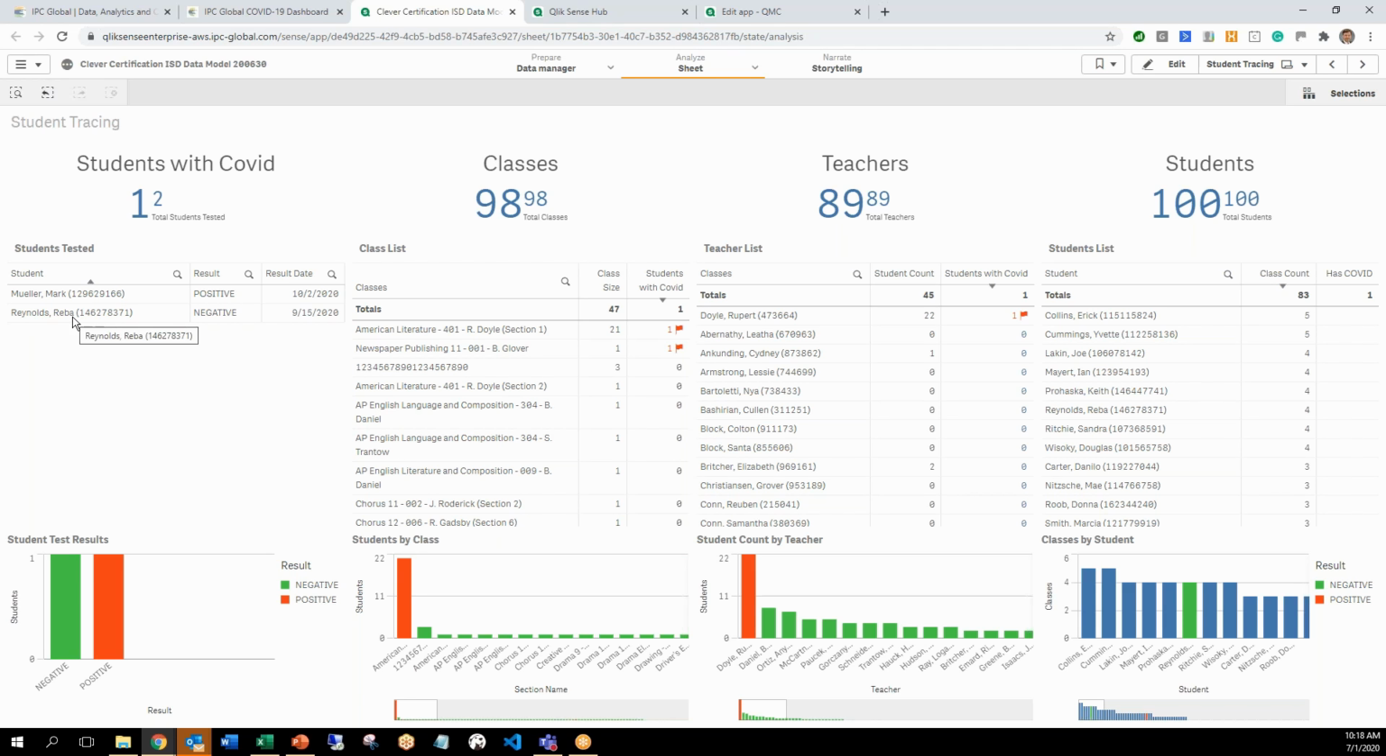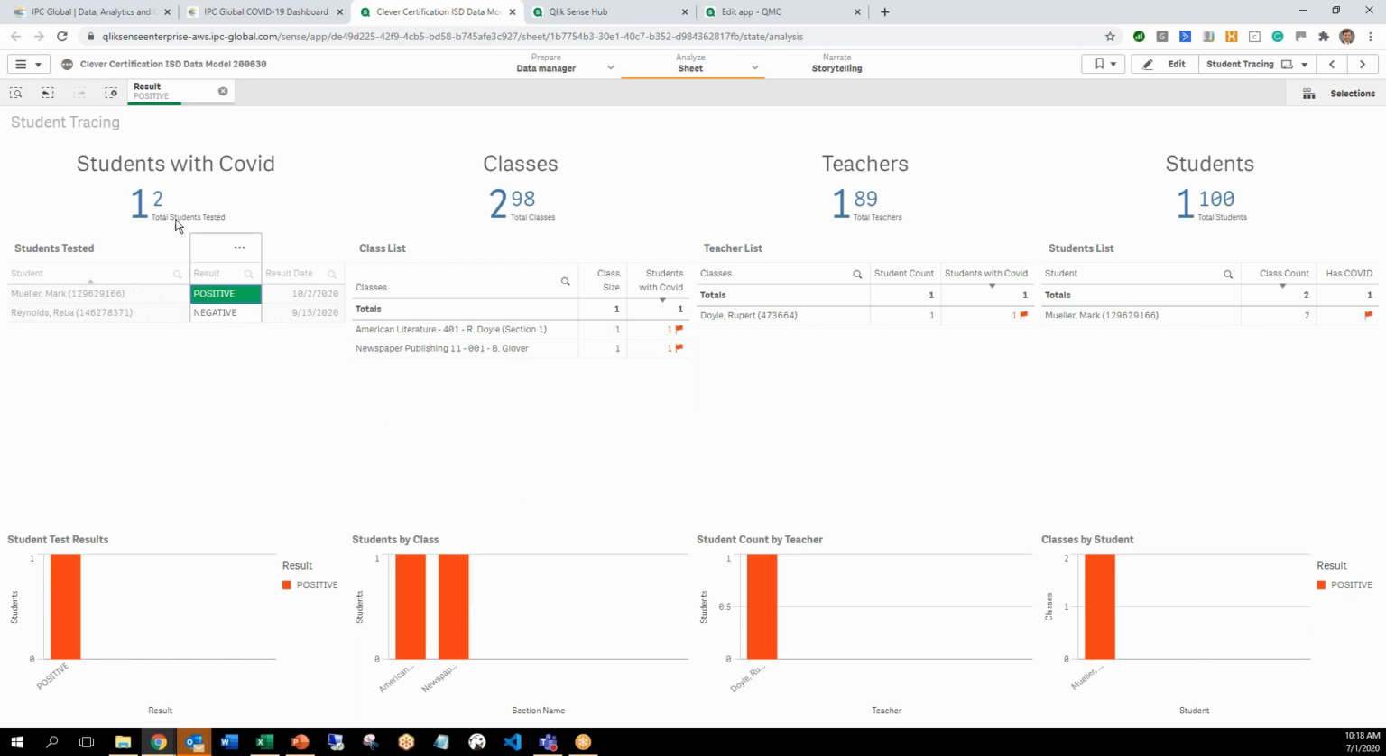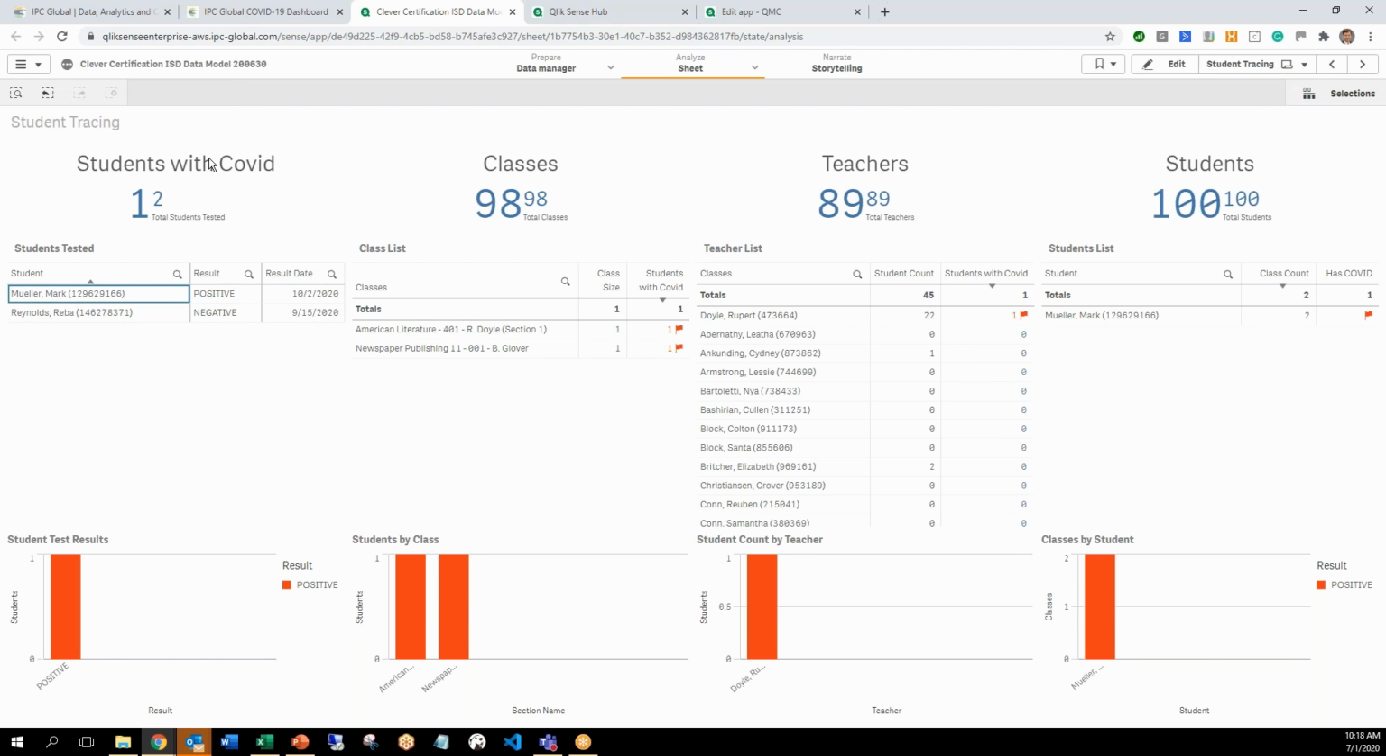whereby Reba Reynolds tested negative on September 15th for COVID. But she was suspect, she was sent home, and she tested negative. However, interestingly, Mark Mueller, who's in her class on the 2nd, tested positive. So let's take a look at that. So now we're going to take a look at Mark.